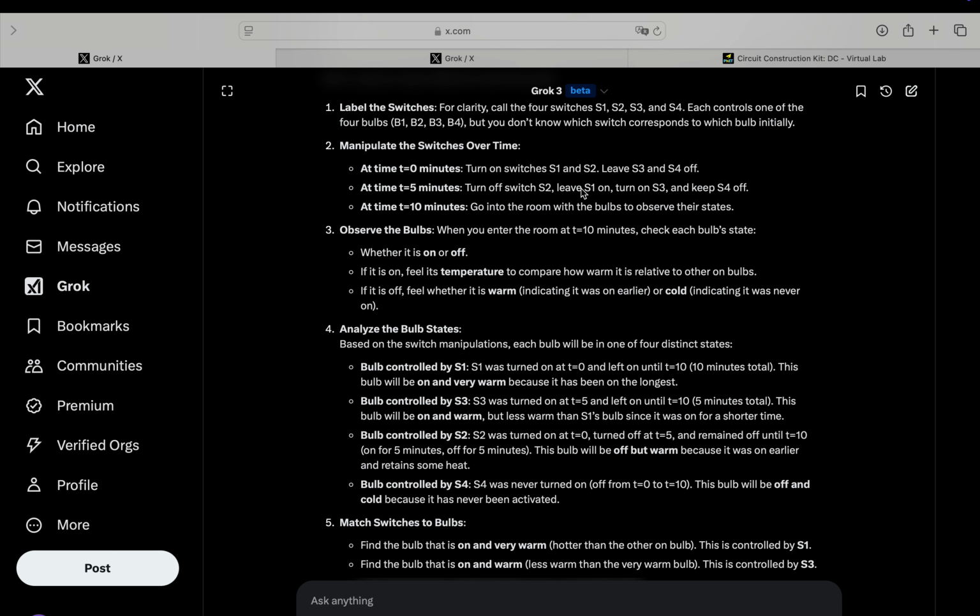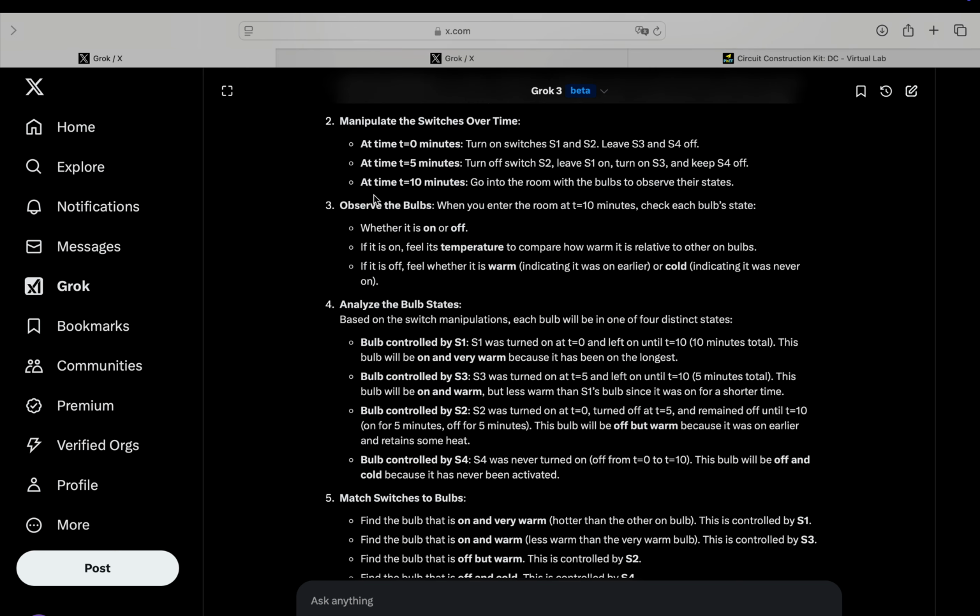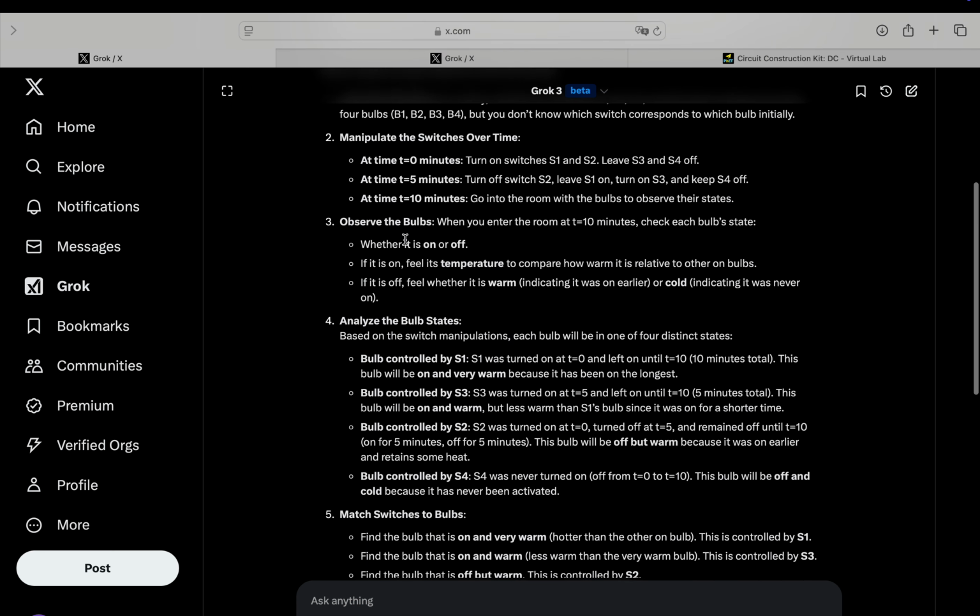At time equals 5 minutes, turn off switch 2, leave switch 1 on, and turn on switch 3 and keep switch 4 off. And at time equals 10 minutes, go into the room with the bulbs to observe the states. Then we observe on and off and the temperature, right? So let's see if it corresponds to the manipulation.